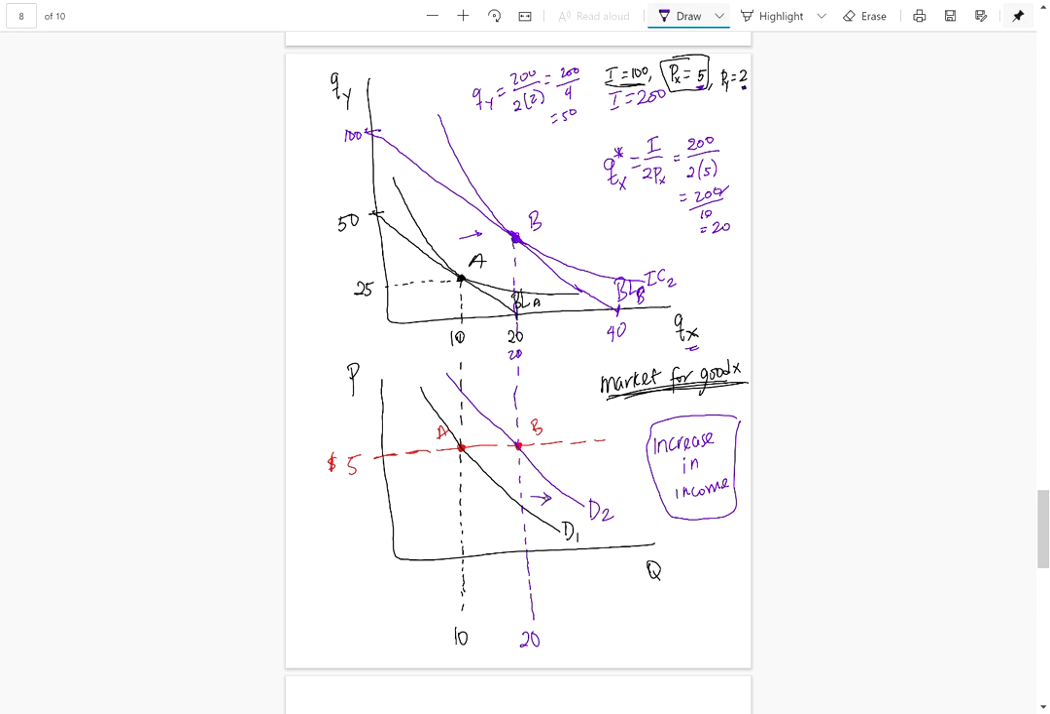Okay. One more thing to consider here will be that income consumption curve. We'll see that in the next video.